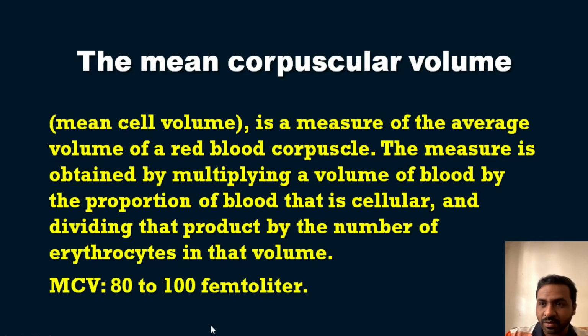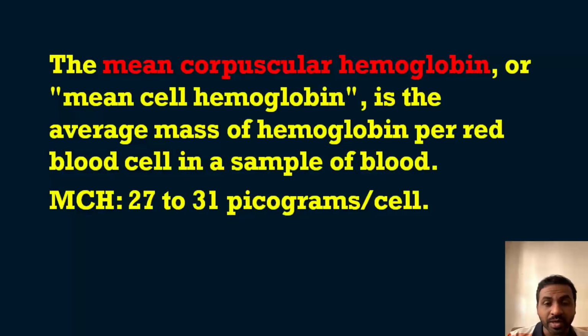So we will see the other one, that is the mean corpuscular hemoglobin. What do you mean by mean corpuscular hemoglobin, or the mean cell hemoglobin? So this is the average mass of hemoglobin per red blood cell in a given sample of blood. So the average mass of hemoglobin per RBC in a given sample of blood. And the normal mean corpuscular hemoglobin is 27 to 31 picogram per cell. Okay, 27 to 31 picograms per cell.